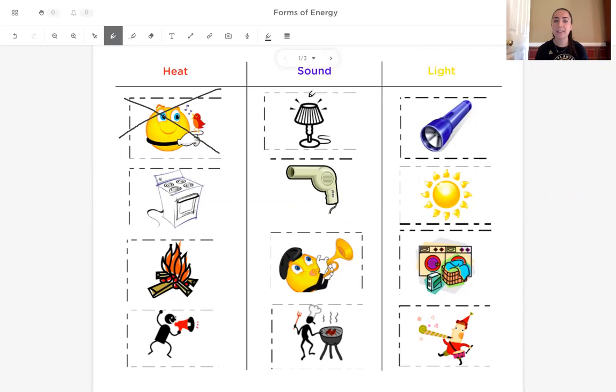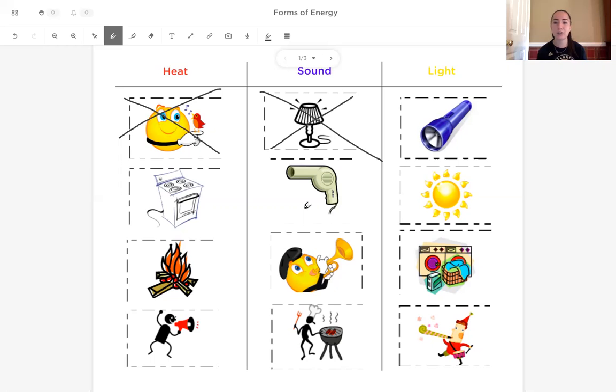So here I need to think, does this picture make noise that I can hear? All right, here I have a lamp. Does a lamp make noise? No, it doesn't. So I'm going to put an X through it because that lamp does not make sound energy.